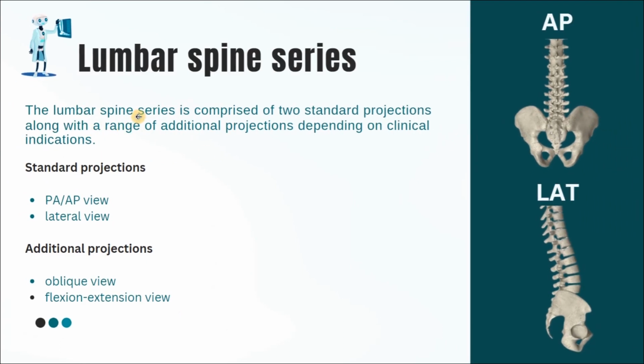So the lumbar spine series is comprised of two standard projections along with a range of additional projections depending on clinical indications. The two standard projections are the anterior view, known as a PA or AP, and the lateral view. The additional projections include oblique views and dynamic views, which include flexion and extension. It highly depends on the patient's medical background and the clinical indications. But in this video, we only cover the anterior view and the lateral view. And for sure, we will talk about the other additional projections in the next videos.